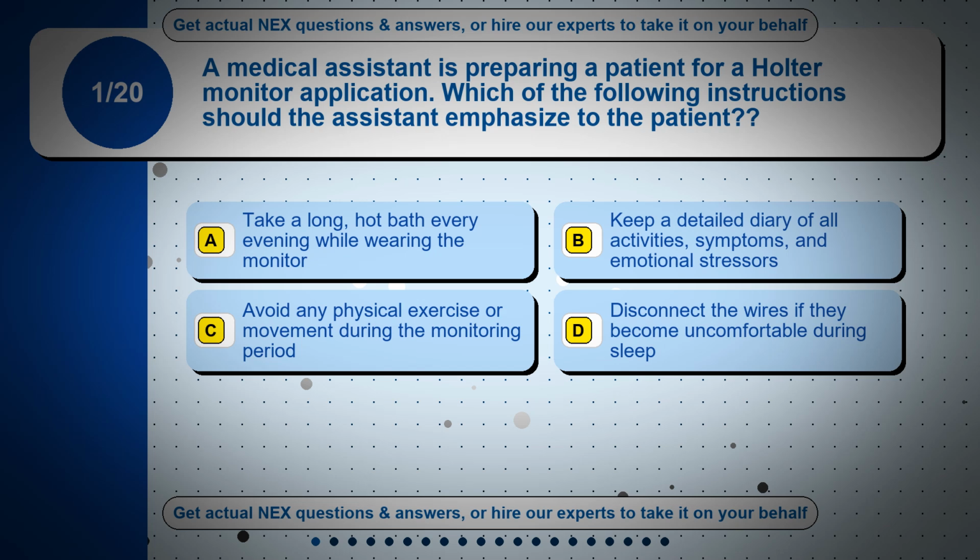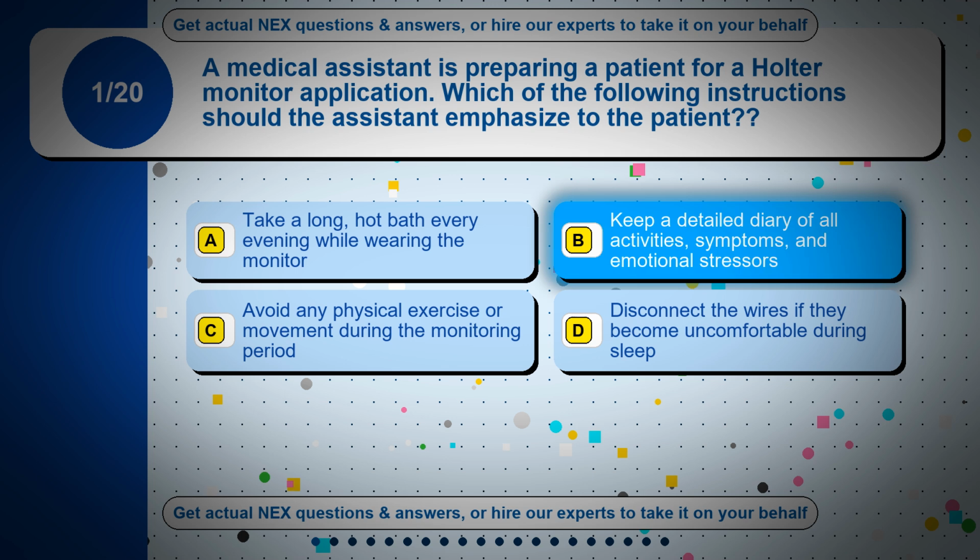Question 1. A medical assistant is preparing a patient for a Holter monitor application. Which of the following instructions should the assistant emphasize to the patient? Option A. Take a long, hot bath every evening while wearing the monitor. Option B. Keep a detailed diary of all activities, symptoms, and emotional stressors. Option C. Avoid any physical exercise or movement during the monitoring period. Option D. Disconnect the wires if they become uncomfortable during sleep.